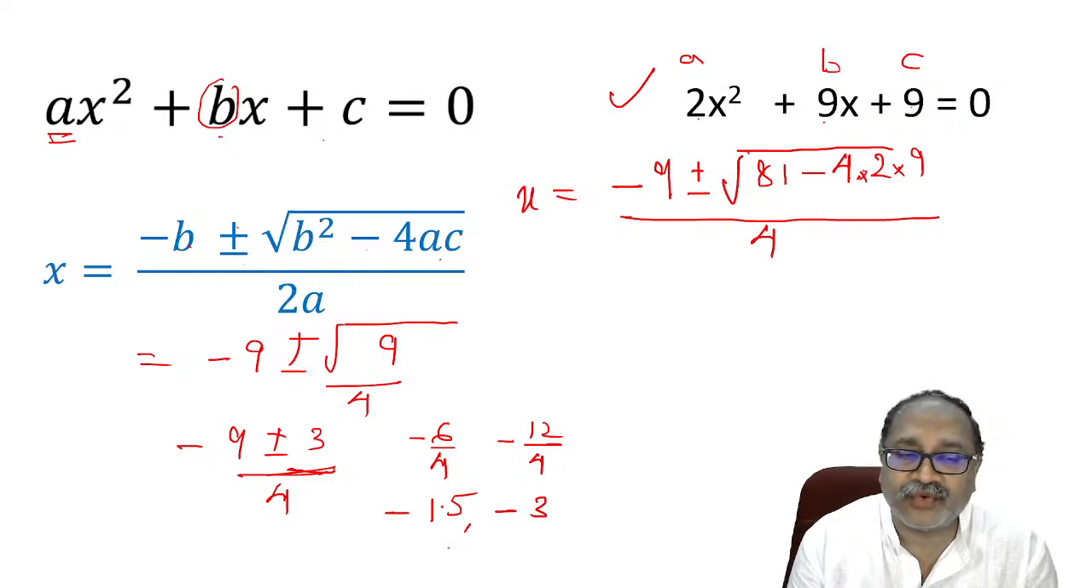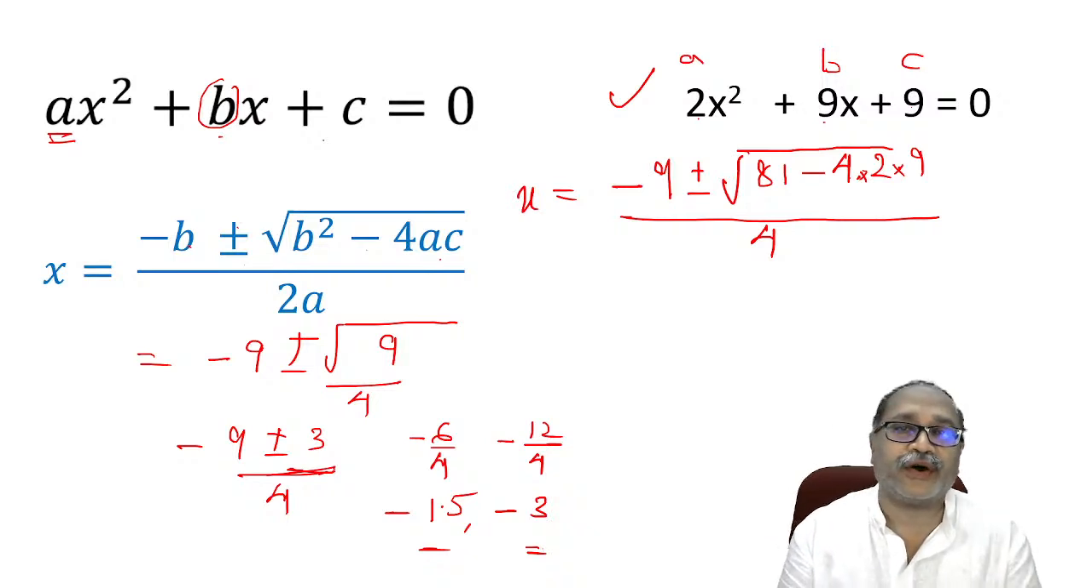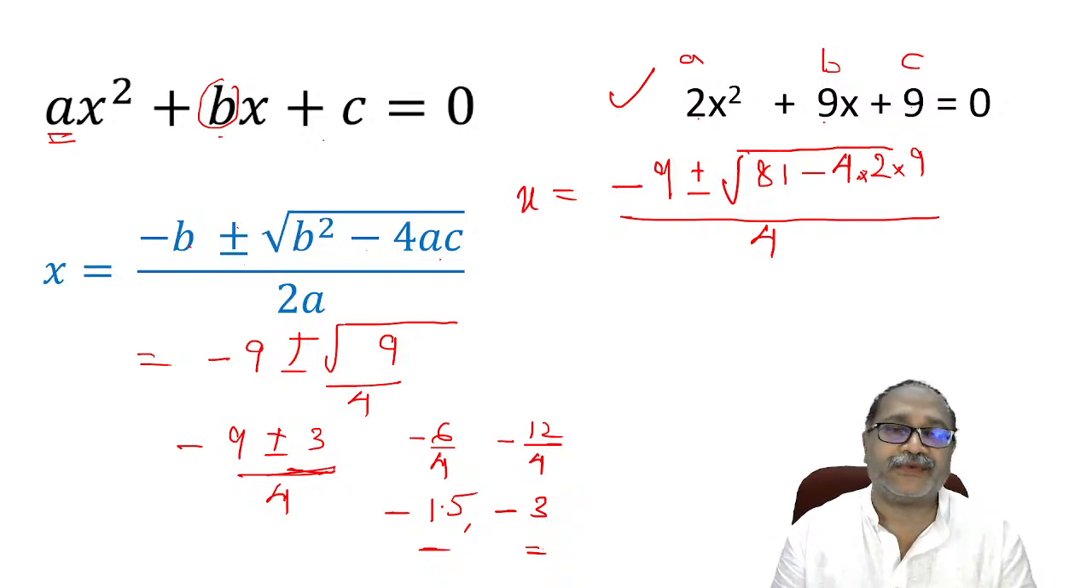So these are the two values of x. But this is not the way to find them out. So what are the other ways? Let's move on and see.